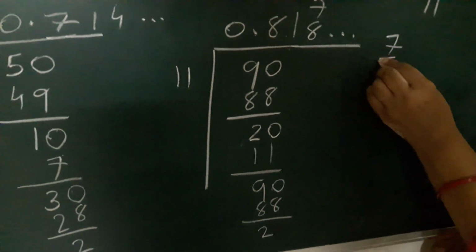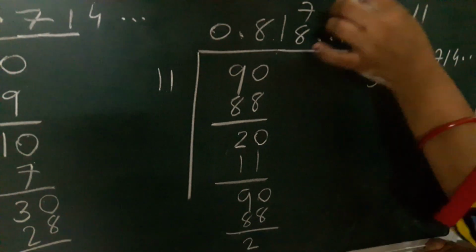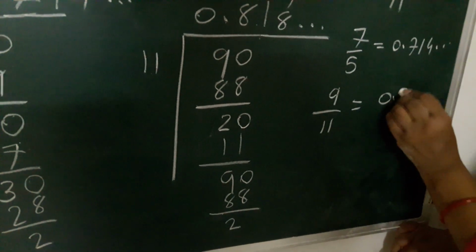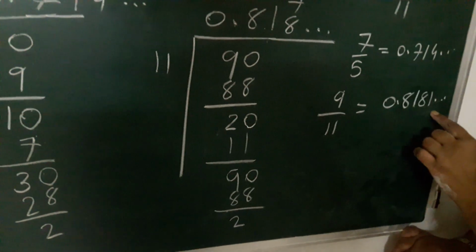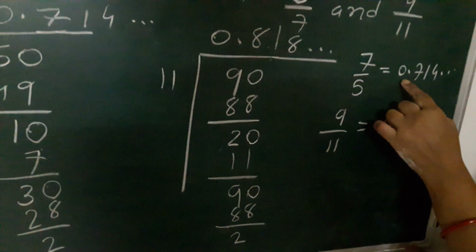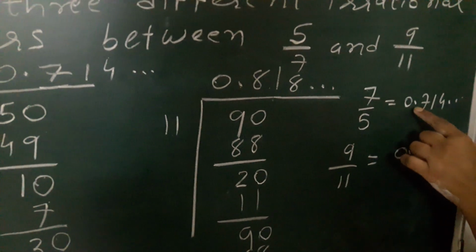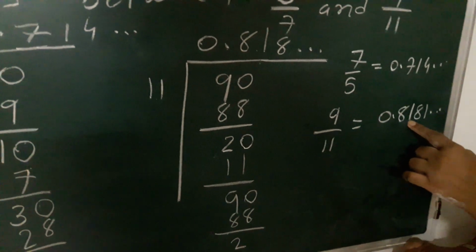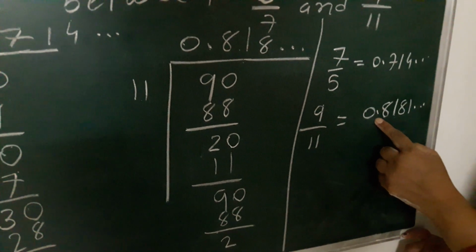So 5 by 7 is equal to 0.714 and 9 by 11 is equal to 0.8181, that is non-terminating recurring. Now we have to find the irrational number between 0.714 and 0.818. We consider 3 digits after the decimal point, that is 0.71 and 0.81. So which are the irrational numbers between both these decimal expansions?